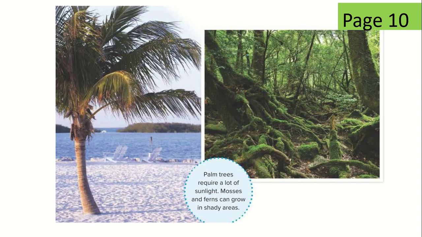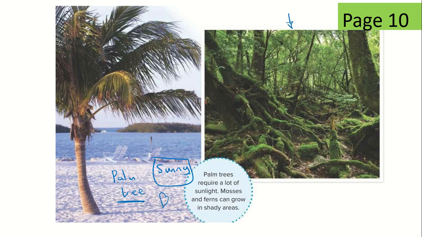Okay, so now let's look at the picture. On page 10, there are 2 plants. This plant, which we may have seen around the UAE, is called the palm tree. The palm tree grows in the UAE because the UAE is very sunny, and the palm tree needs a lot of sun.